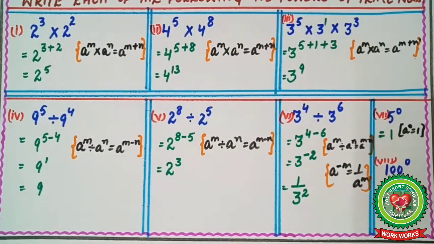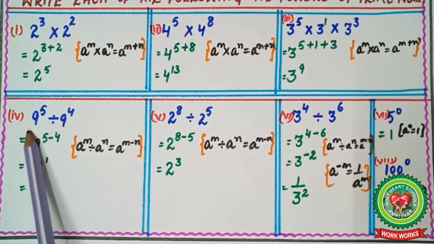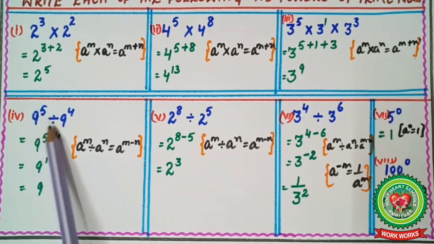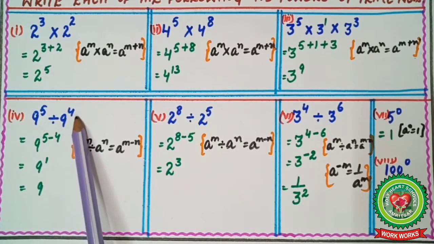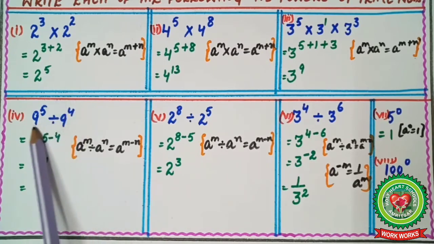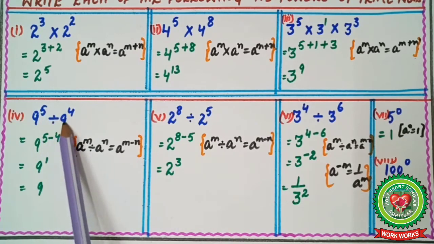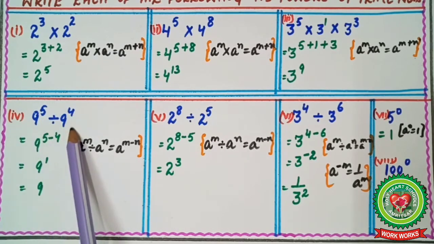Now students, we will move to the next example, that is example number 4, in which I'm taking this question: 9 raised to power 5 divided by 9 raised to power 4. So now students, here the question has been changed, that is 9 raised to power 5 divided by 9 raised to power 4. So bases are same, right?